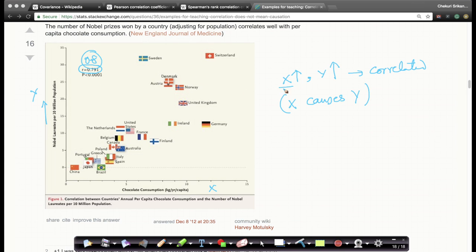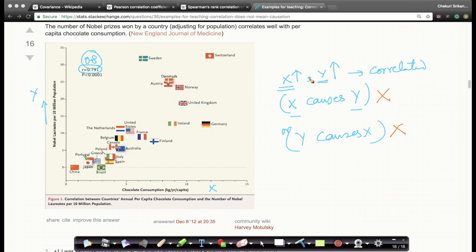Just because two random variables, X and Y here, are correlated with a very high rank correlation coefficient of 0.8, that doesn't necessarily mean X causes Y or Y causes X. This is a wrong conclusion. This is an absolutely wrong conclusion. It's an absurd conclusion. I've taken an extreme case like this to showcase that there will be subtle cases.